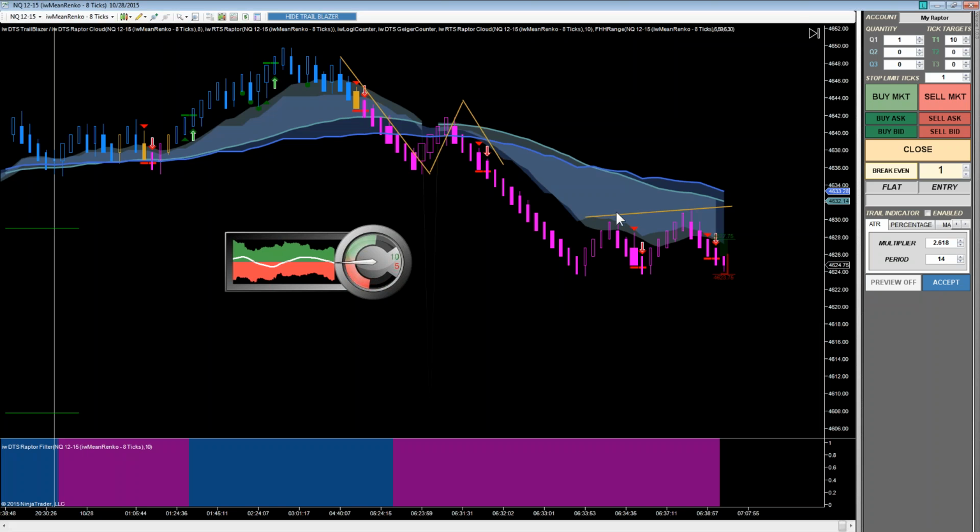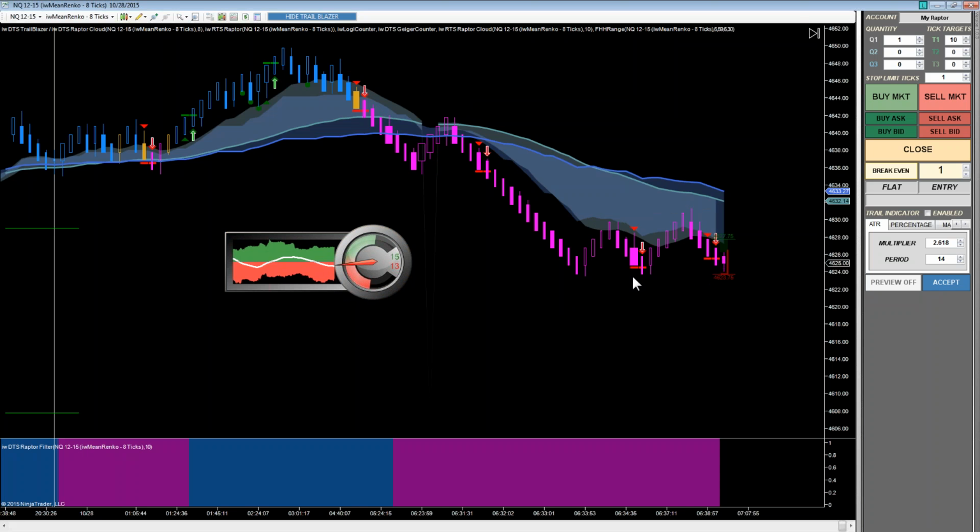This tool that you see here on the Raptor, this is also one of these add-on tools. It's not specific to the Raptor nor to DTS. This is what we call the Geiger counter. It's a tape reader, as you may have guessed. It shows you the time and sales. It shows you the buying and the selling pressures. And you can see right now we're getting a little bit more selling going on. Sellers trying to come into the market here.